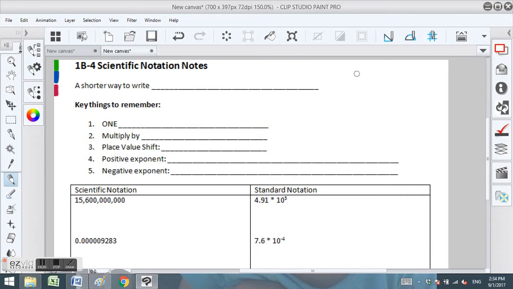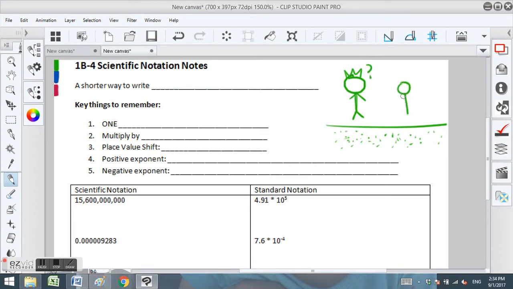Hello class, today we are going to be talking about scientific notation. A long time ago there was a king, and I think that this king really liked the beach because one day he was wondering how many grains of sand there are in the entire world. And he was like, I obviously don't have time to go count all of them.